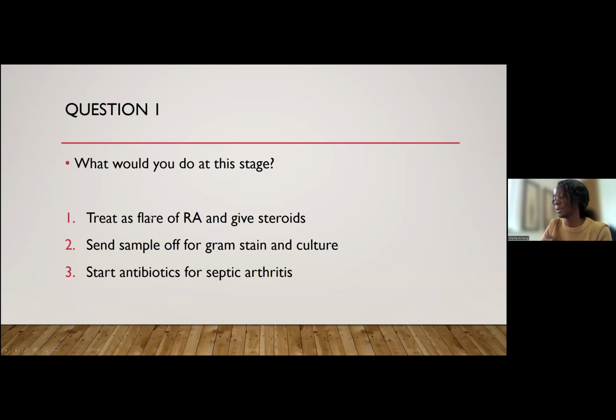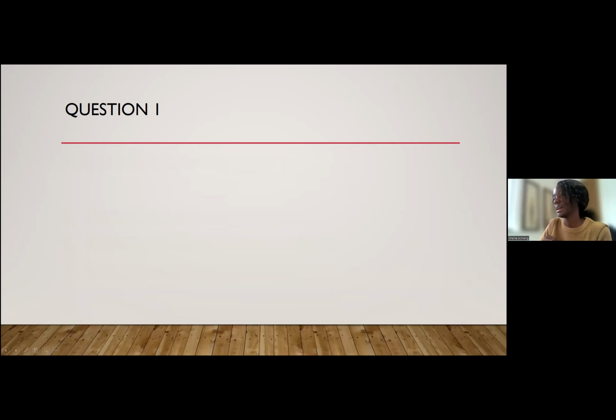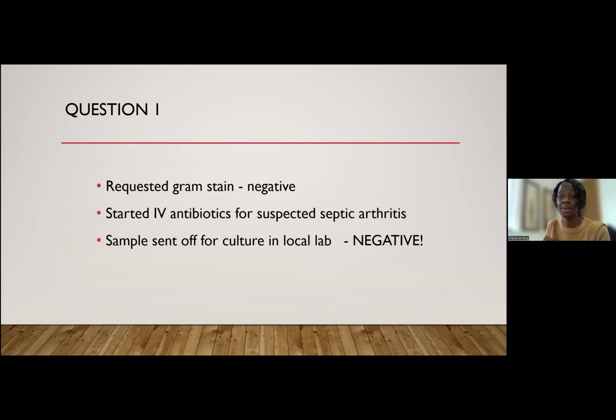Okay, great. So what did we do? We requested a gram stain, which was negative. We started IV antibiotics for suspected septic arthritis. Now, this is the thing. It's correct in saying that you need to send off a sample, but if you're suspecting an infection in that joint and having seen the green turbid fluid, we'd normally advise you to start antibiotics straight away. There's no reason why you should delay starting antibiotics, as long as you've obtained the sample, that shouldn't change your results.